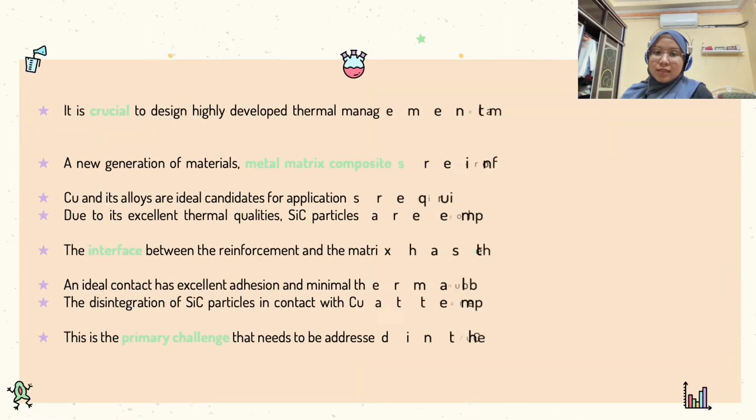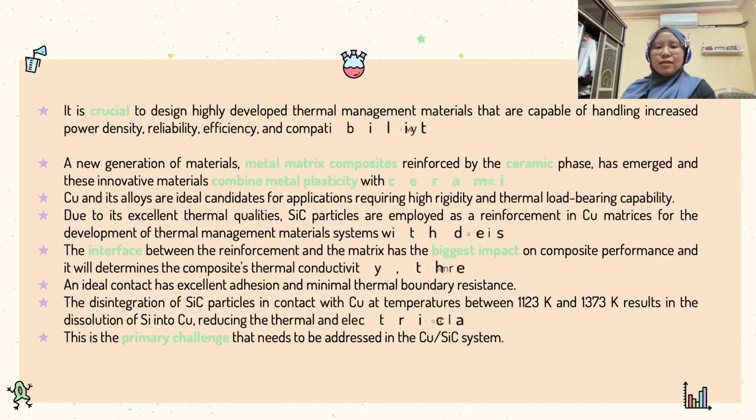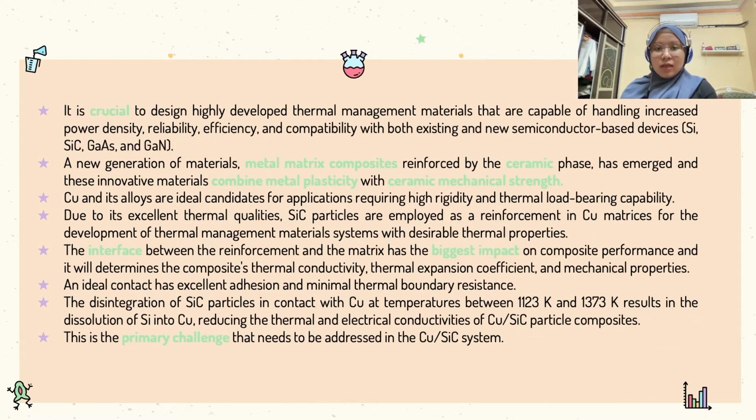Technically, we all know that it is very hard to design or invent highly developed thermal management materials that are capable of handling specific requirements, such as good power density, reliability, efficiency, and so on. So, a new generation of materials has emerged, which is metal matrix composite reinforced by a ceramic phase. These innovative materials combine the metal plasticity with ceramic mechanical strength.